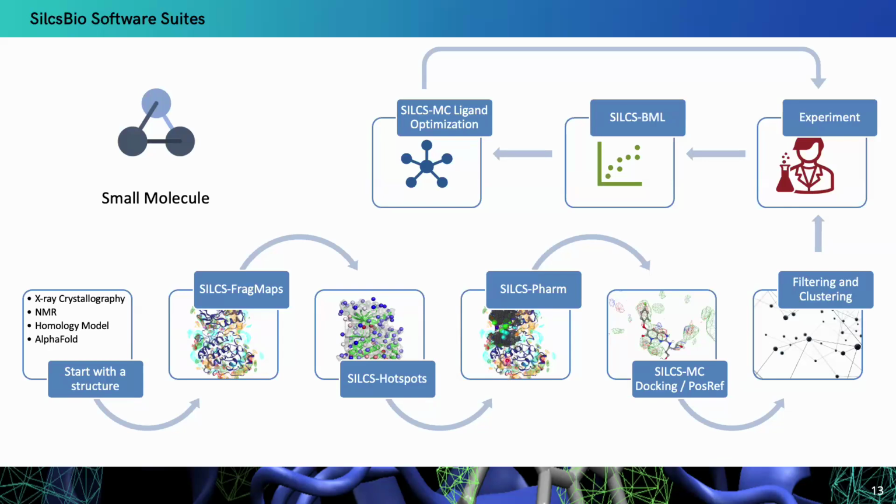With a known or putative binding site, you can use SILCS-MC to perform ligand docking and post-refinement. After the experimental testing with SILCS-BML, you can build Bayesian machine learning models to refine the SILCS FragMaps weights based on the experimental data for further ligand optimization.